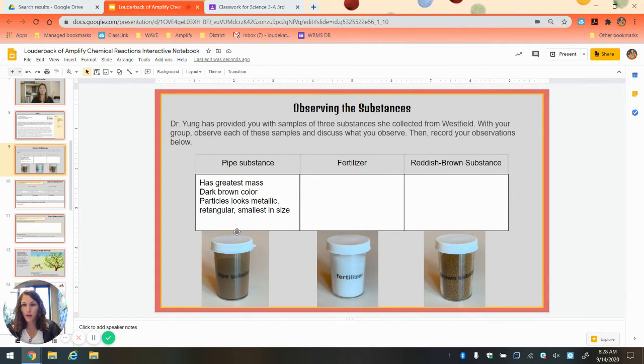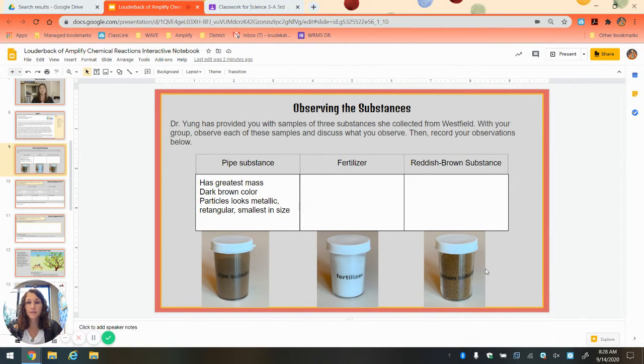To give you an example, when I held each of them, they have the greatest mass. It's a darker brown color. When I looked at it, it kind of had a metallic shine, rectangular pieces, and they're small in size. So those are the very detailed descriptive observations that you need to include in this substance. So you're going to do the same for the fertilizer and the reddish brown substance.